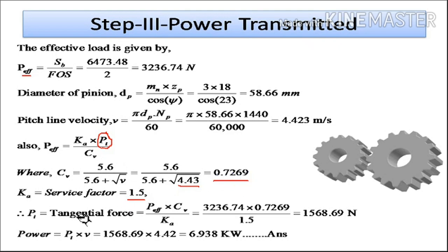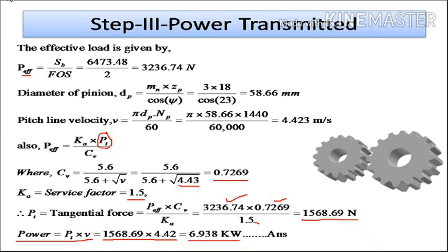Now I have to find this PT, that is the tangential force, so I will rearrange these terms. PT will be equal to P effective into CV upon K. I am putting these values of P effective, CV and K here to get the tangential force, which is 1568.69 Newton. Once I get the tangential force, finally I have to get the answer of this numerical, that is the power transmission capacity of this gear pair. So it is PT into V. The tangential force I got this much, and this is the velocity of the pinion. So I am getting the power transmission capacity as 6.938 kilowatt.